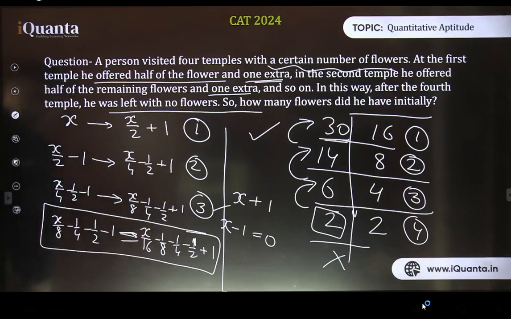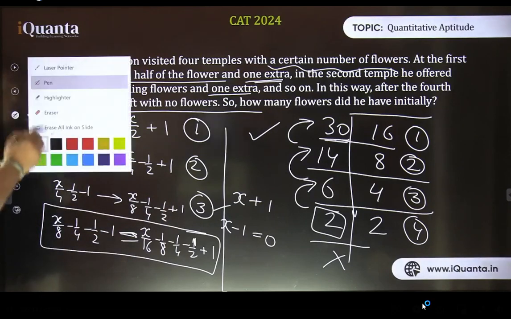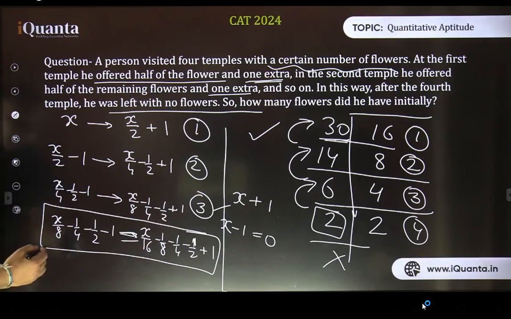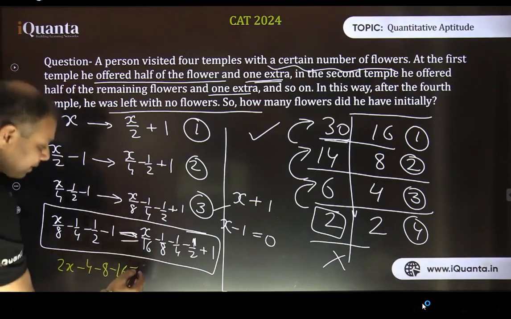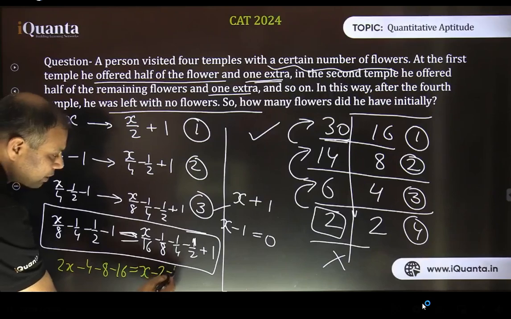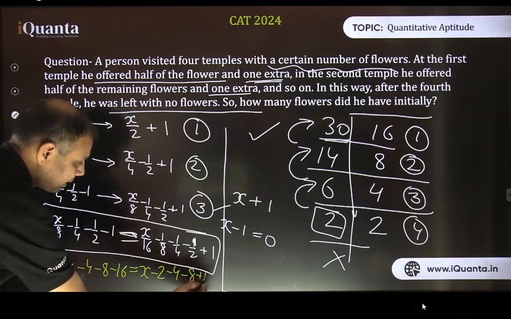It's not a difficult part. We can simplify it very easily by multiplying throughout by 16, right? If I multiply throughout by 16, the equation is going to be very simple. Let me do it. I'm writing it here only. So it becomes 2x minus 4 minus 8 minus 16. It should be equal to x minus 2 minus 4 minus 8 plus 16, right?